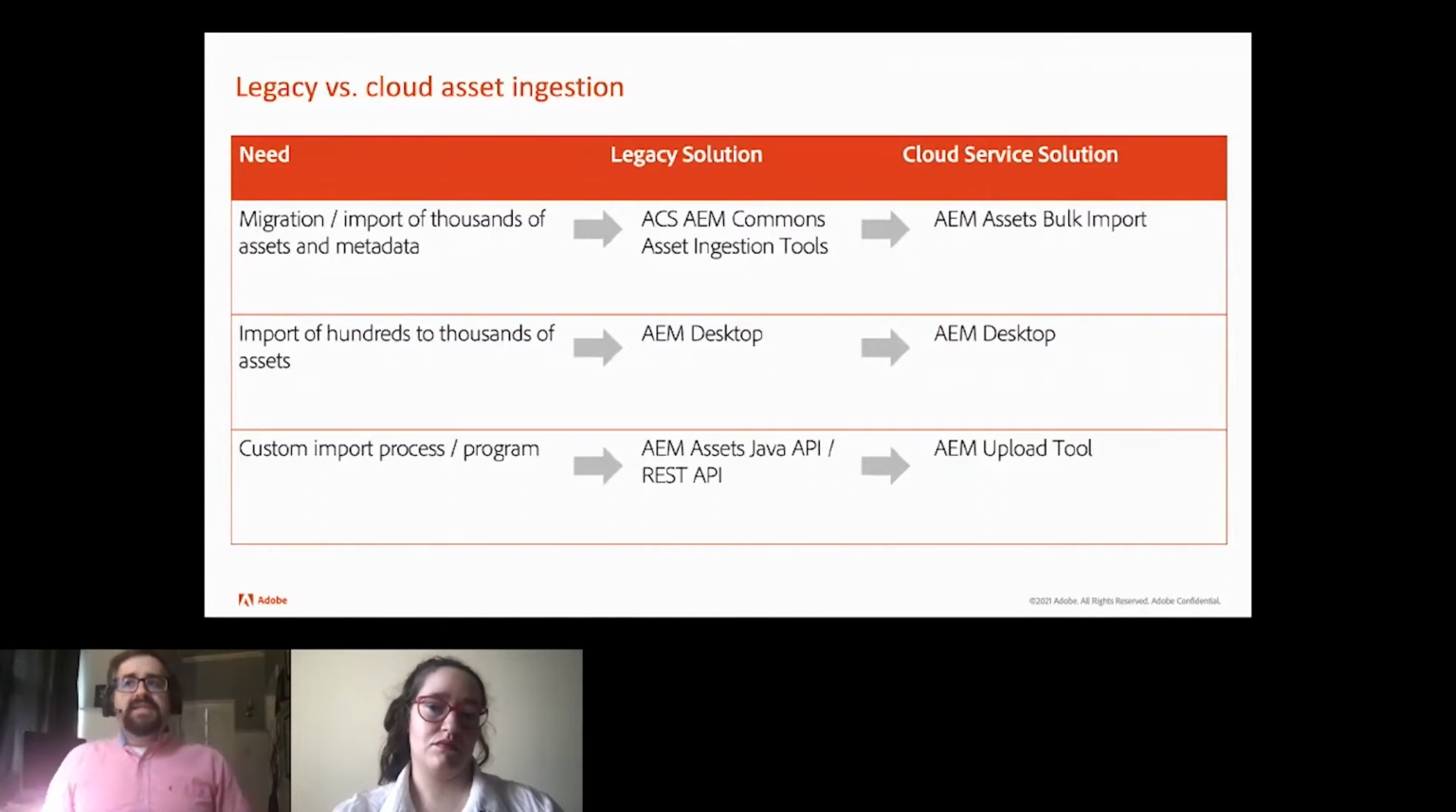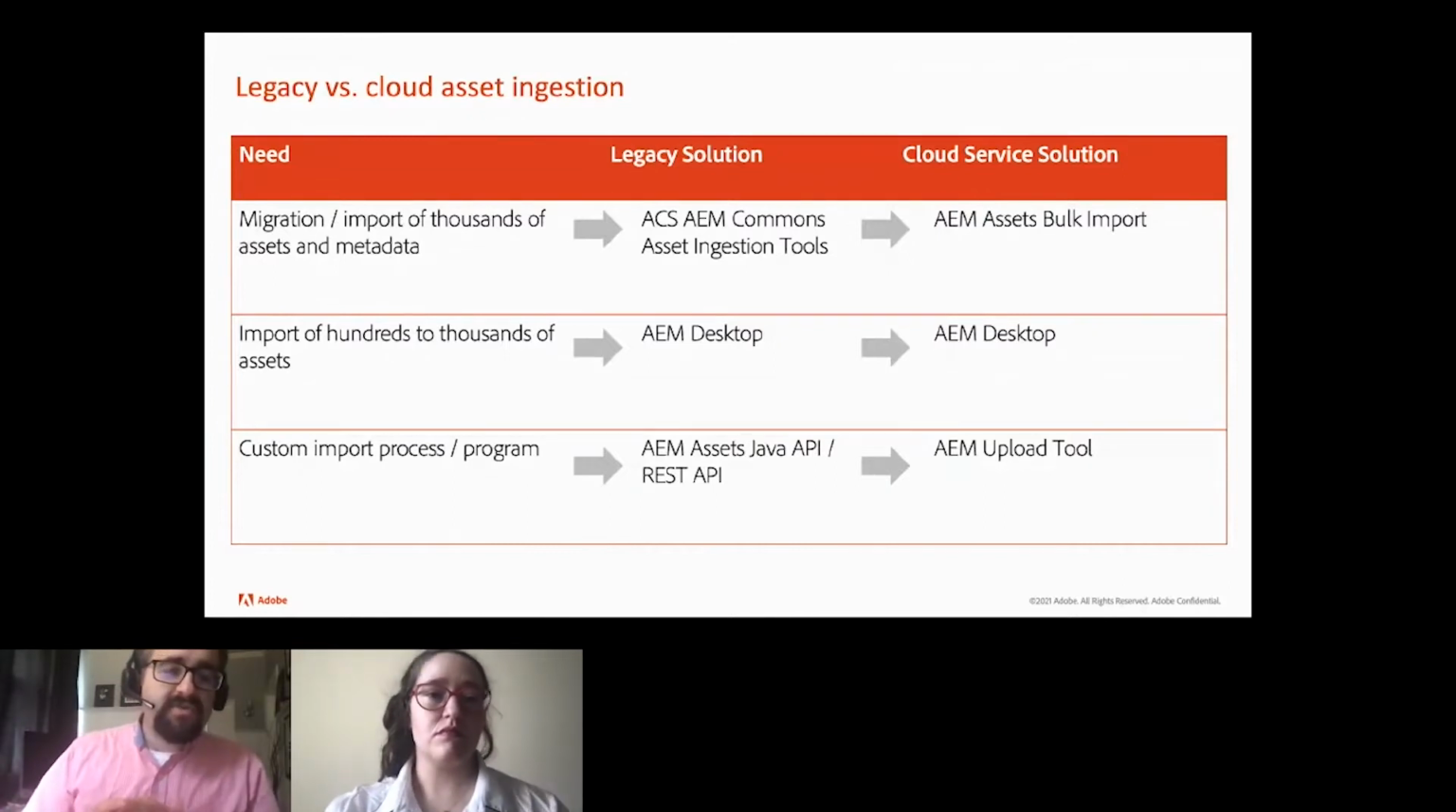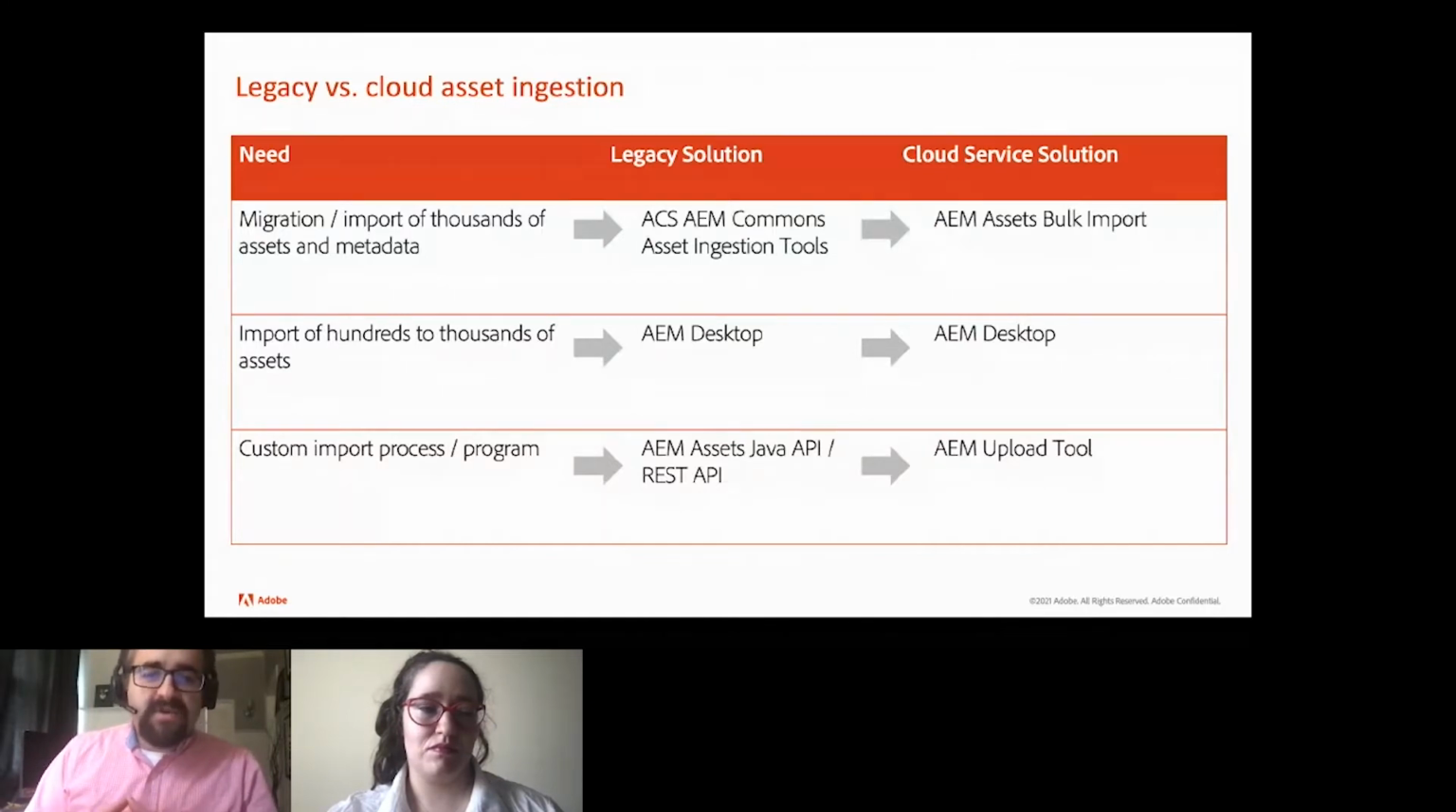Our final use case: not uncommonly, a customer may need to import assets into the AEM repository from some third-party system on a regular basis, some sort of integration use case. Traditionally, we would do that either through the Java APIs for AEM Assets or the AEM REST API. Now, with AEM Assets as a Cloud Service, we recommend you use the AEM Upload tool. This tool has been built and optimized for importing assets into the AEM Cloud Service repository, both for performance as well as reliability. So I highly recommend taking a look at that rather than writing Java or REST calls directly.